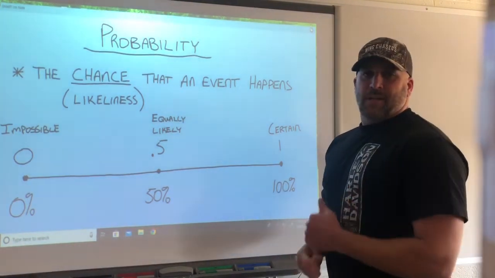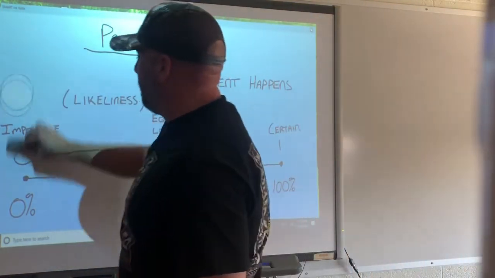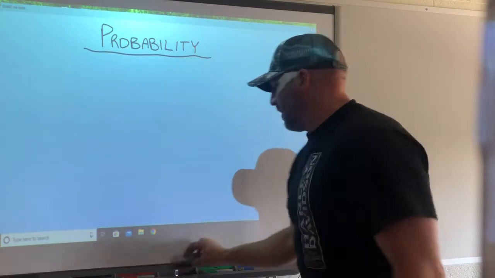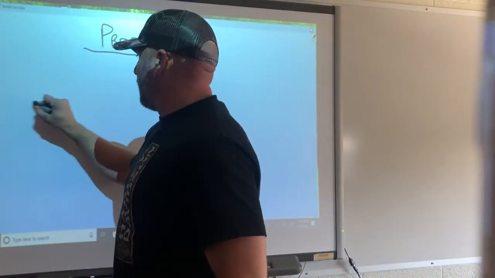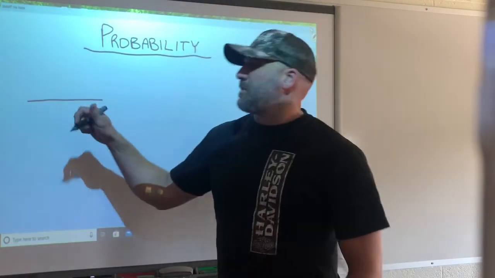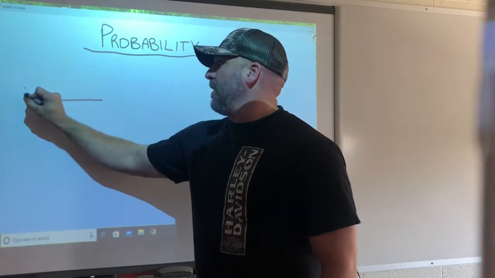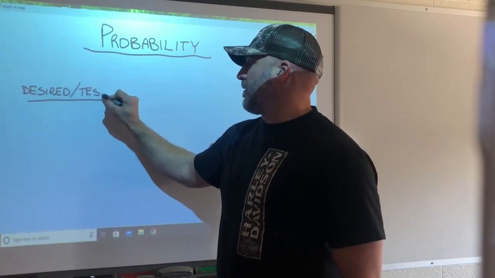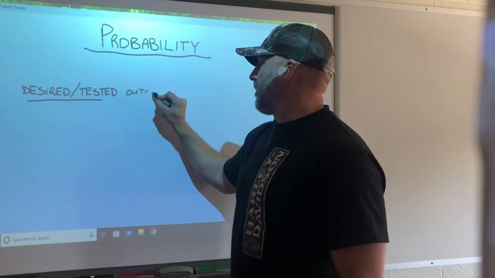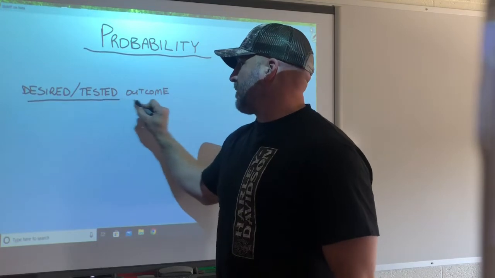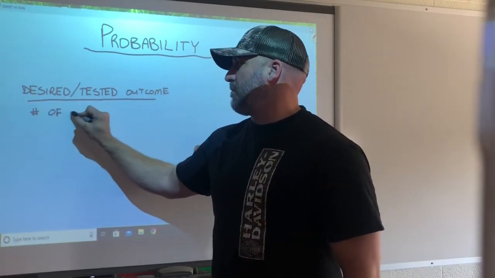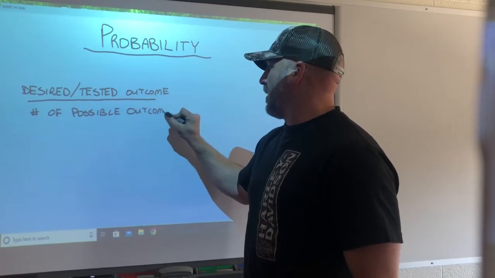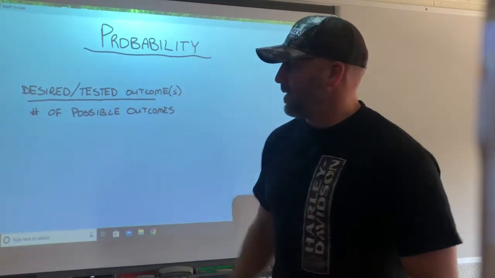When it comes to probabilities, how you're going to calculate those percentages, fractions, or decimals is you're going to look at outcomes. You're looking at a fraction that you can change to a decimal or percent. What we're looking for is the desired or tested outcome, divided by, or as a fraction over, the number of possible outcomes. And there could always be more than one desired or tested outcome as well.